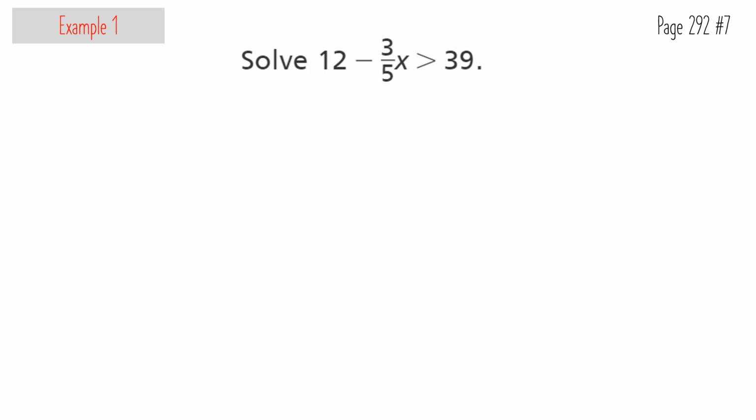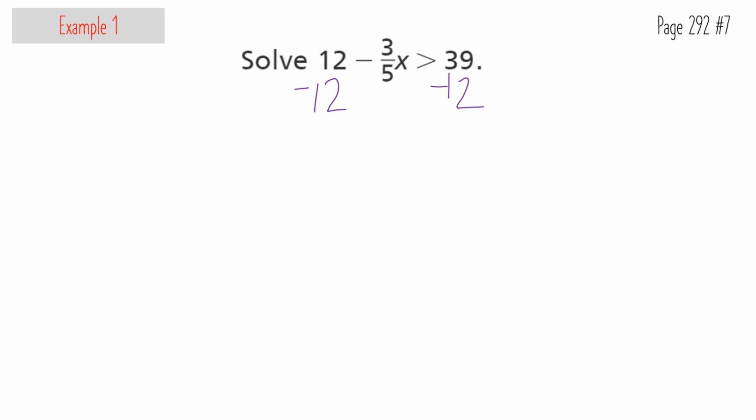For the lesson today, we are going to look at 3 examples. This first example is a question from your textbook on page 292. It was number 7. It says solve 12 minus 3/5 x greater than 39. So the first thing, just like in equations, we're going to get rid of that constant by subtracting 12.